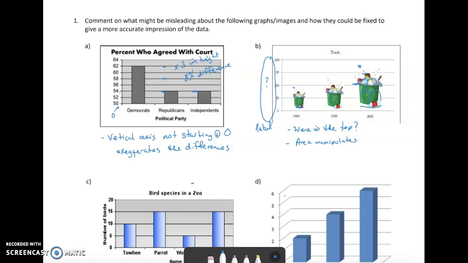So it manipulates your brain, really, to give you that idea of how much bigger is it, and you're drawn to that more than you are the heights. So using pictographs is really not a good idea. I know they're cute, they're pretty, but just using simple bars are much easier to understand and don't give off these false impressions.